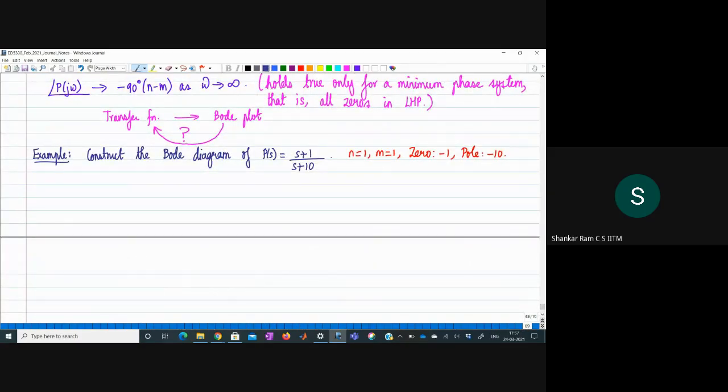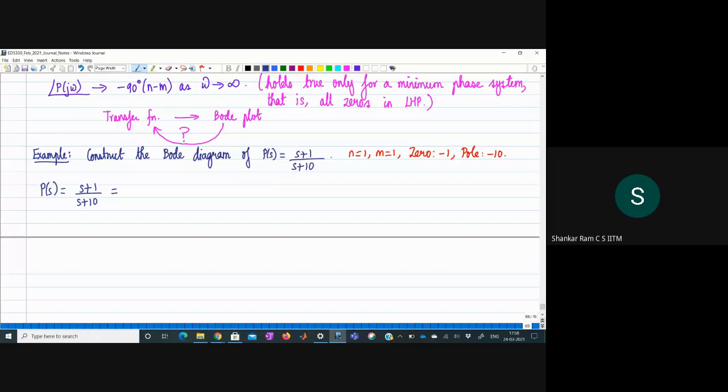So let's look at this. What we do is the following: we decompose it in the standard form that we have learned. What are the standard forms that we have learned? We have essentially learned a constant k, 1 by s, s, 1 by ts plus 1, ts plus 1, and the second order factors, right? Here we don't have second order factors, and neither do we have integrators and derivative terms. So we have only first order factors.